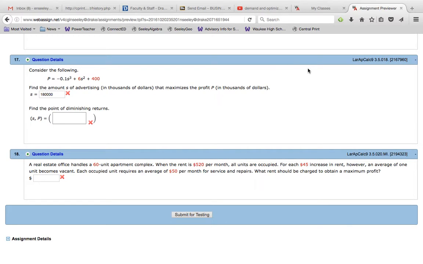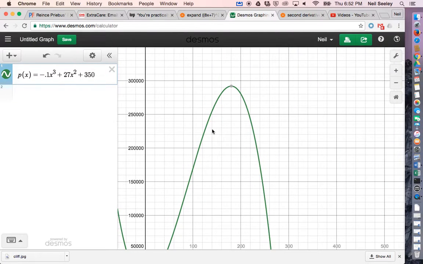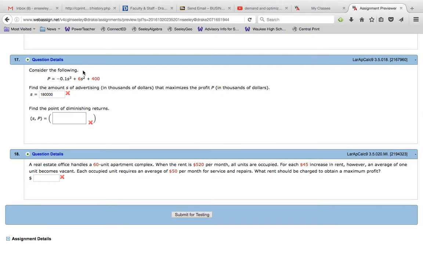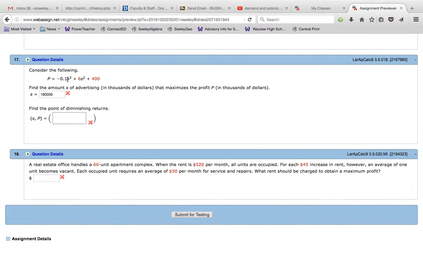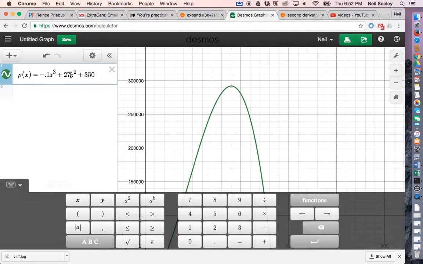Oh, my question changed. No wonder it's not answering right. Yeah, this says plus 350. That's just a totally different problem. Well, when we come back to that in just a second, I'll fix it so you can find the right amount. But I believe we just put the 180. I'll change my problem. Negative 0.1, 6 and 400. Okay, 6 and 400.